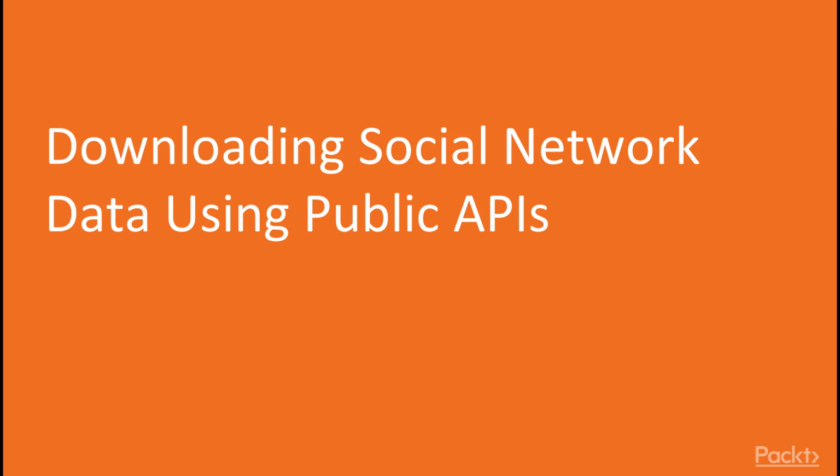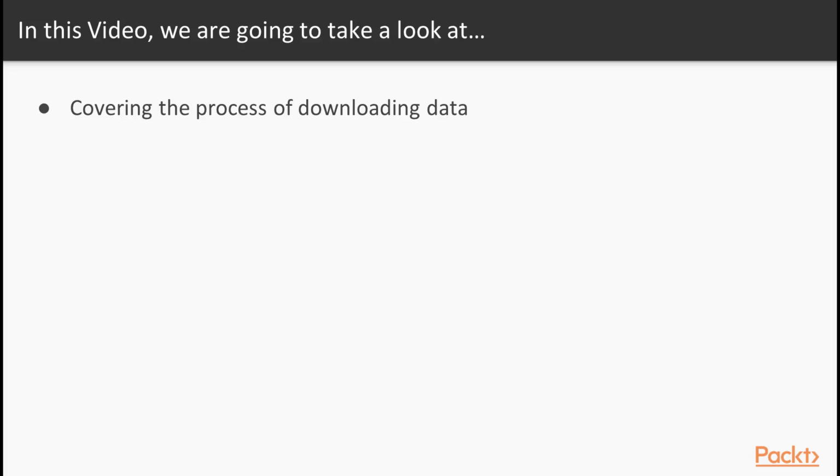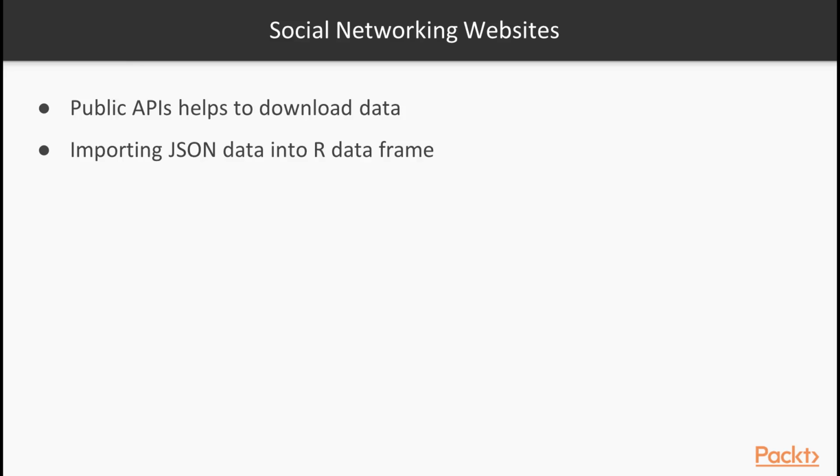Now we move on to the first video of this section that deals with downloading social network data using public APIs. In this video, we cover the process of downloading data from meetup.com using their public API. Social networking websites provide public APIs to enable us to download the data. You can adapt this basic approach to download data from other websites. In this video, we'll get the data in JSON format and then import it into our data frame.